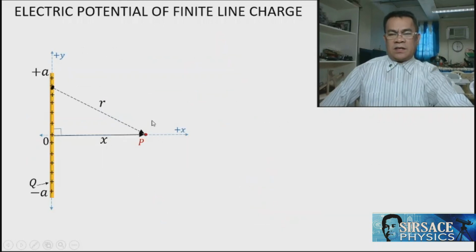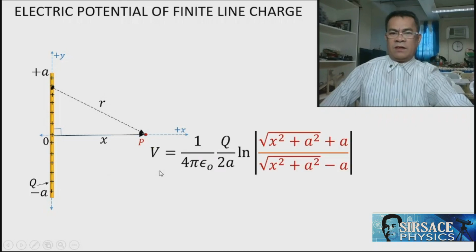If you are asked how much is the potential at point P of the finite line, given that the length of the line is 2a, what is the potential at P at distance x? There is no need to know r, because we need only the charge of that conductor. We need the a. Take note what a is: 2a is L, the length. So if you are given the length and you want to solve for a, you just divide it by 2.